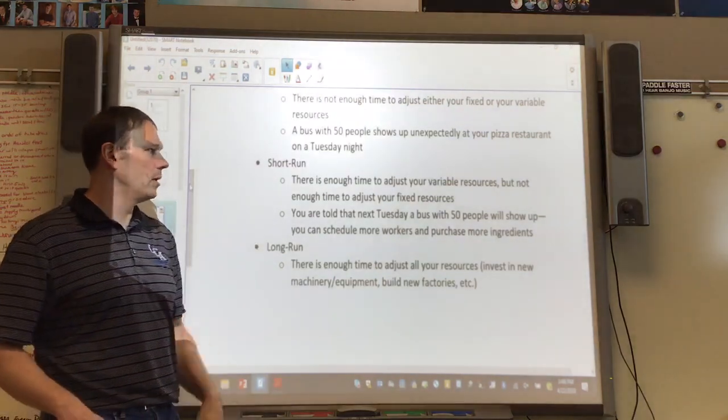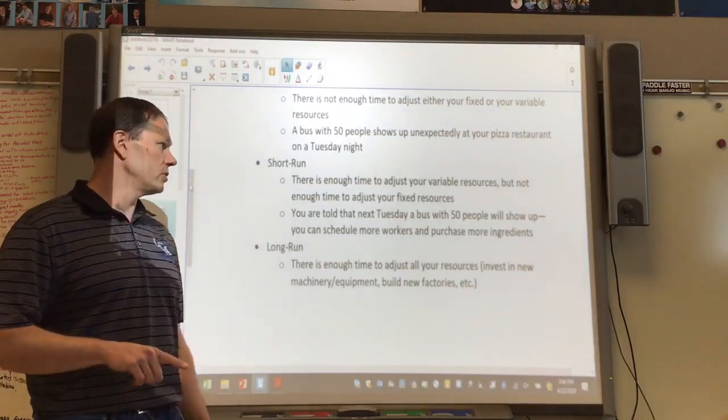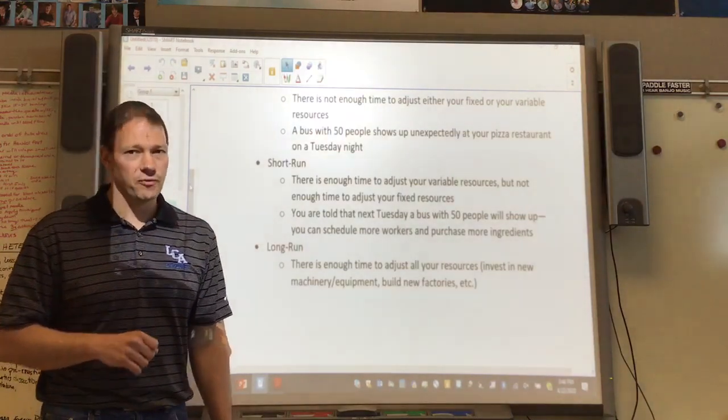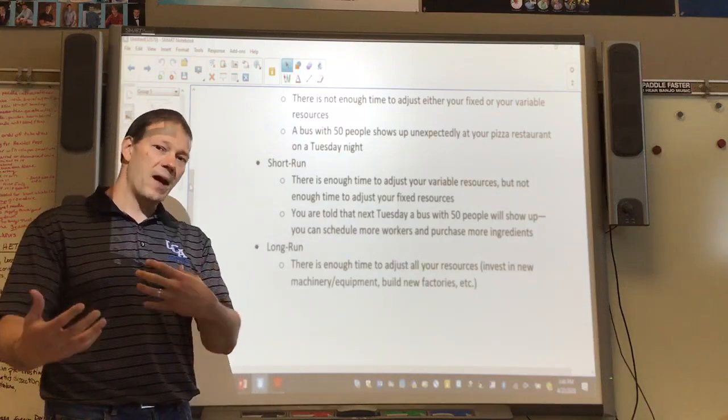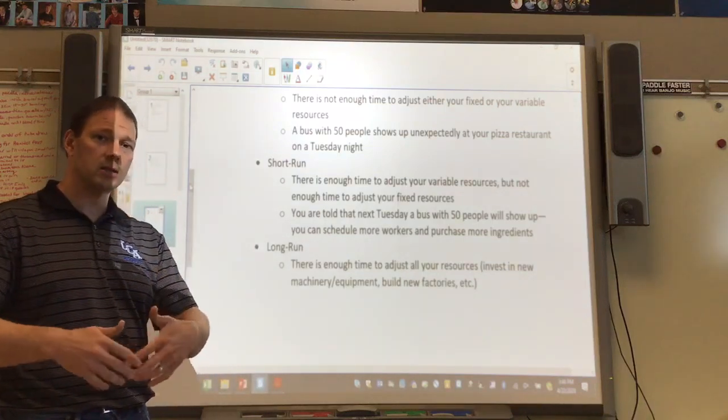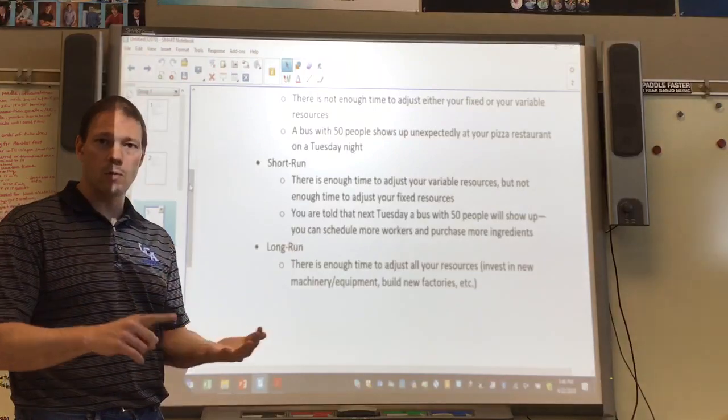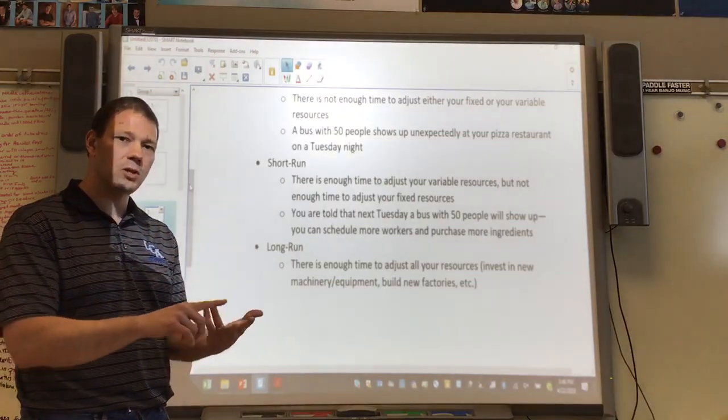So in the short run, you can change your variable resources, but there's not enough time to change your fixed resources. Your machinery, equipment, your building, your factory, whatever, those things are still constant, but you can hire more workers, you can get more cheese, dough, and things like that.